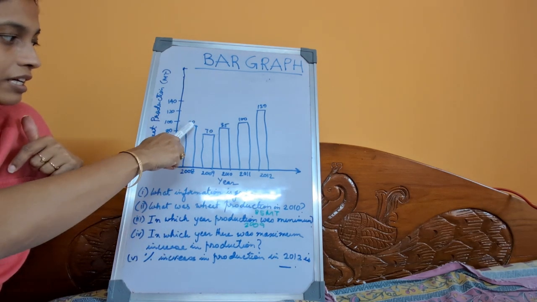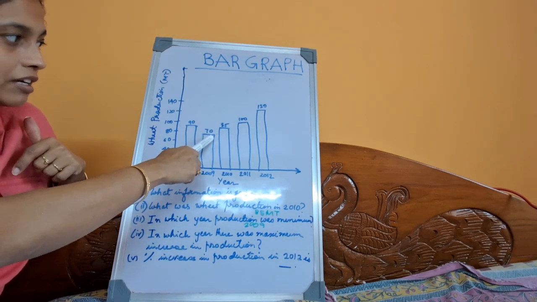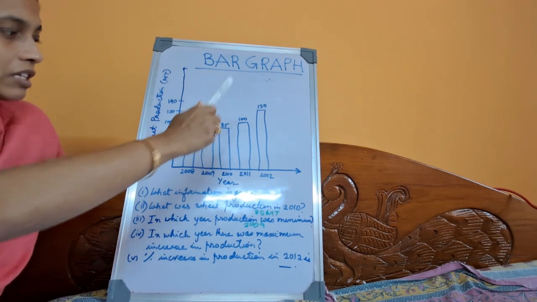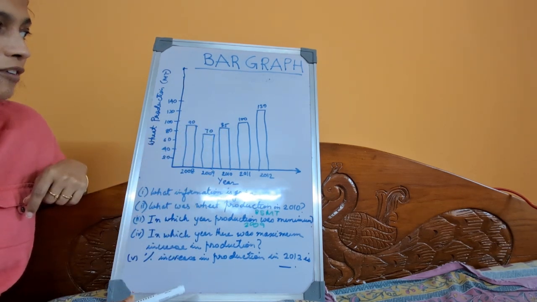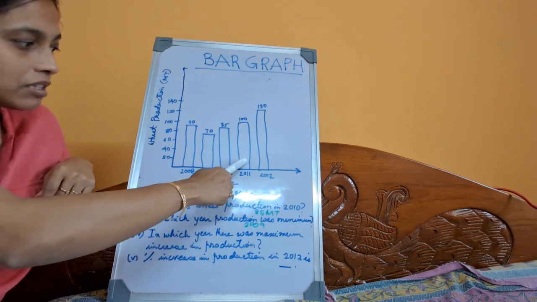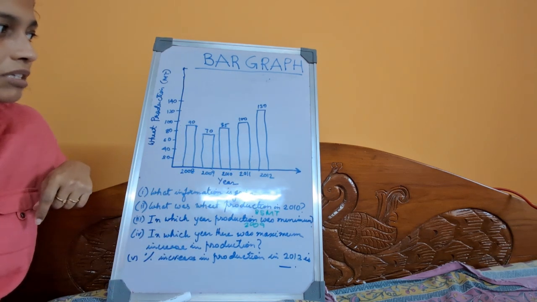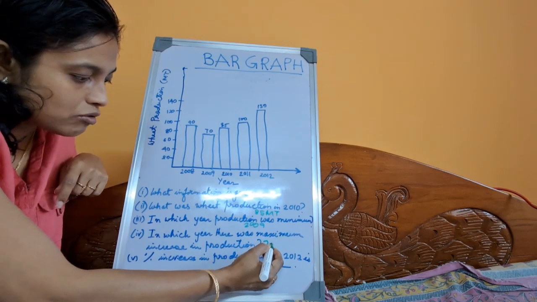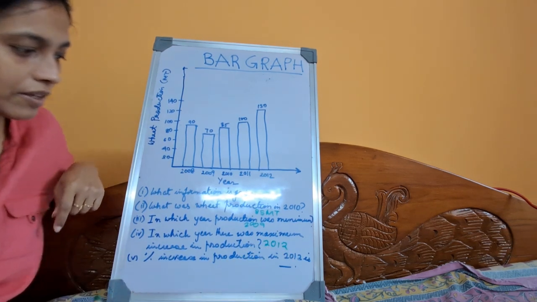In which year was there maximum increase in production? So increase, see here it was a decrease. Here it was an increase of 15 metric ton. Here it was an increase of again 15 metric ton. But in this year there was a maximum increase, right? 30 metric ton. So maximum increase in 2012.